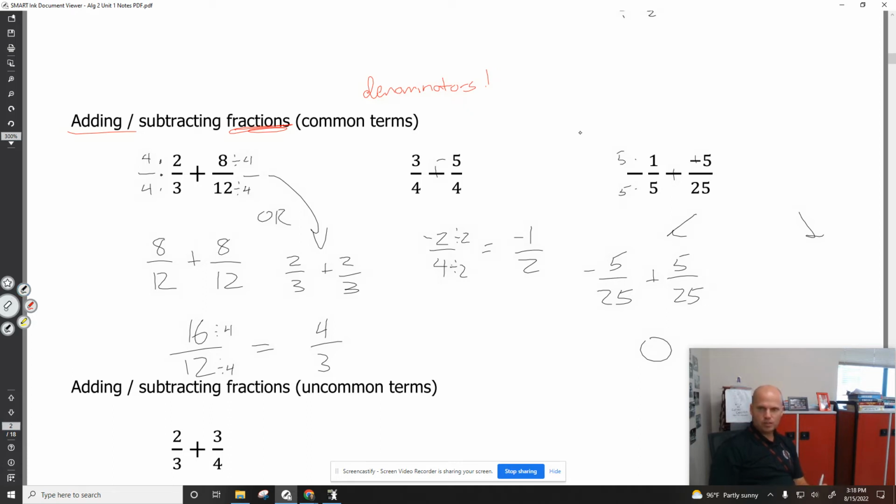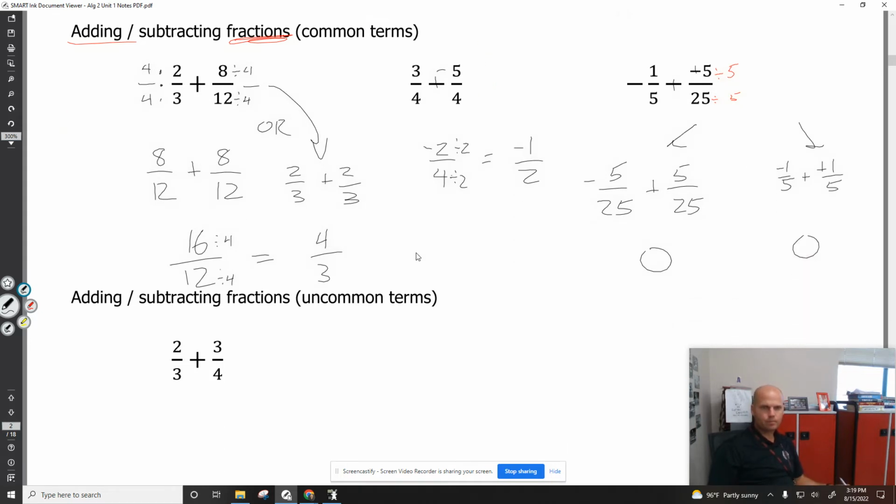The other thing to do is instead of changing this one, we could have changed this one. Then you could simplify this and we find that they are like terms. They are similar. They are in fifths. So I got negative 1/5, and this is minus negative 1/5, which is the same as plus positive.